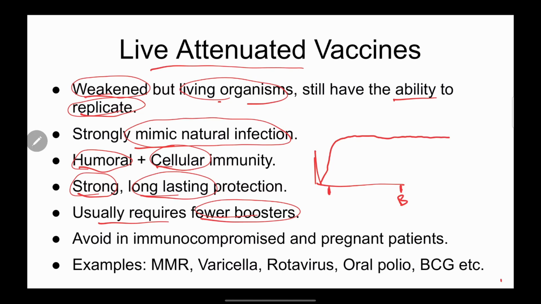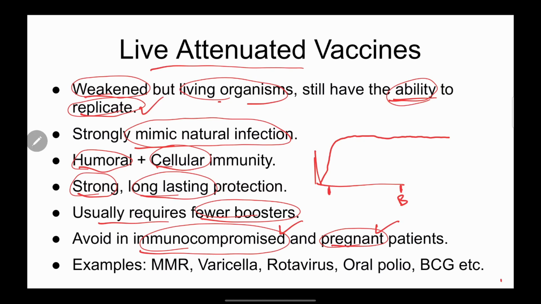But there is a disadvantage of it. It is mostly avoided in immunocompromised and pregnant patients because of a single reason. Why? Because their immune system is weakened. Yes, pregnant patients have a weak immune system. Now, why is this important? The reason being, like I said before, they still have the ability to replicate. So if your immune system is weak, the virus still has the ability to replicate, and that can cause reinfection, right? So that is why we avoid it in immunocompromised and pregnant patients.